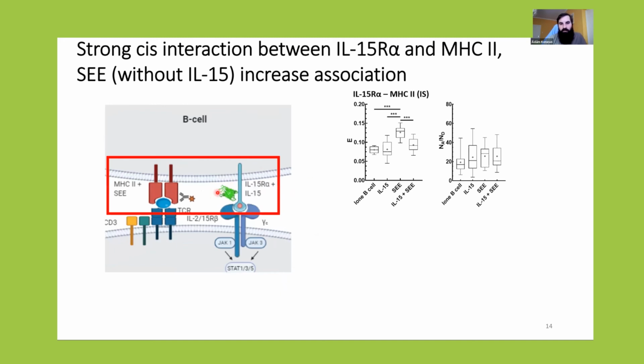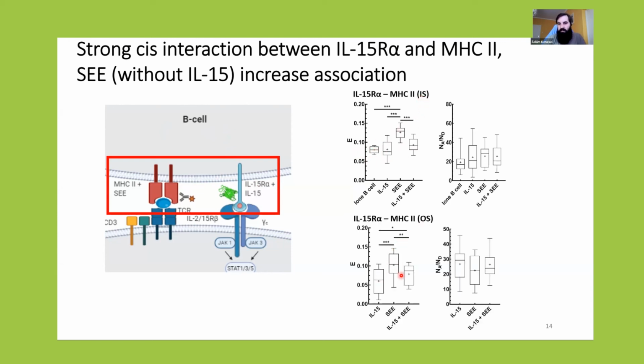Regarding the cis interactions, on the Raji cell, we measured the FRET between the alpha subunit and the MHC2, which showed high energy transfer efficiency along all the samples, even on lone cells, inside the immunological synapse and even outside the immunological synapse.